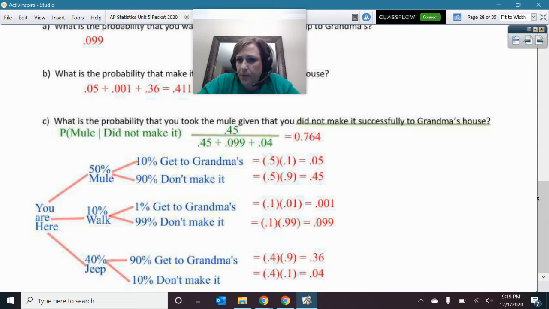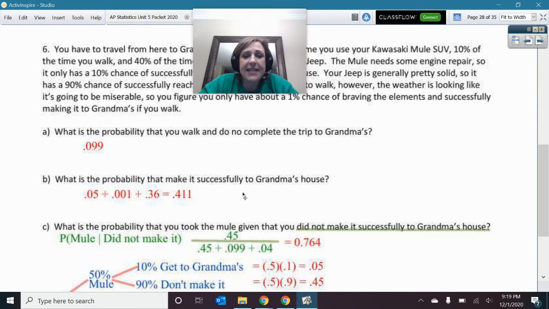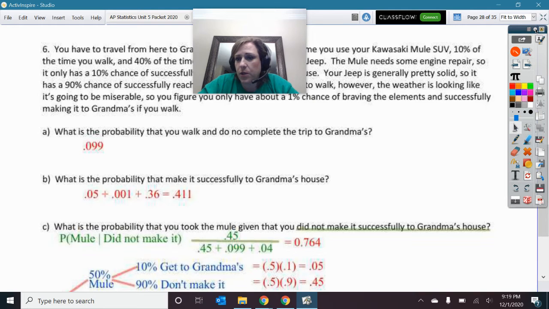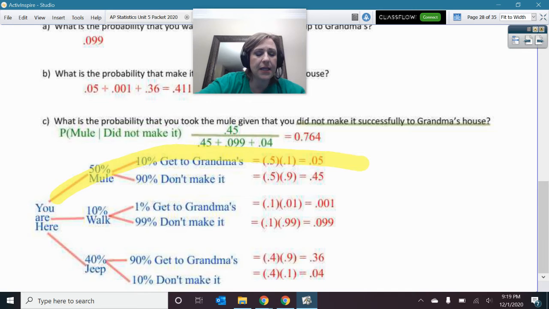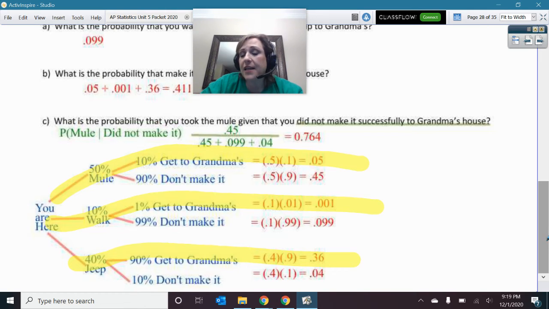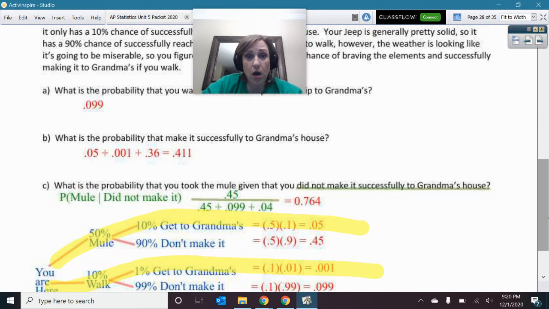Next, what's the probability that you make it successfully to grandma's house? Okay. So that's going to be 3 different pieces to this. I successfully make it. So that's going to be the mule and you make it, plus walking and you make it, plus the Jeep and you make it. So basically, overall, there's a 41.1% chance that I'm going to get to grandma's house on my journey.